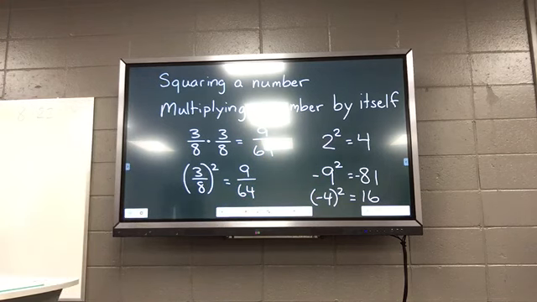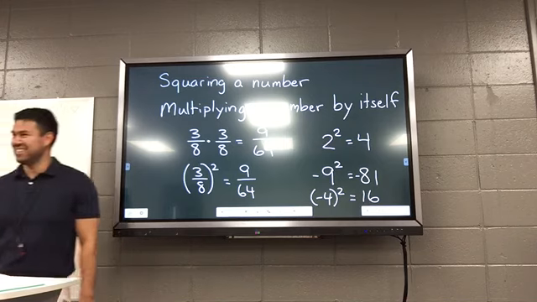So that means the square root of 1 is 1. Yeah. The square root of 1 is 1? Or the square of 1 is 1? Yeah. It's both.